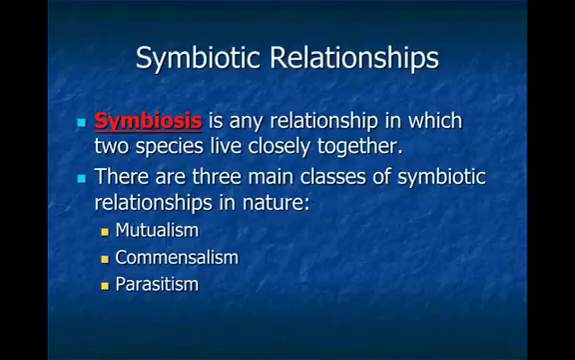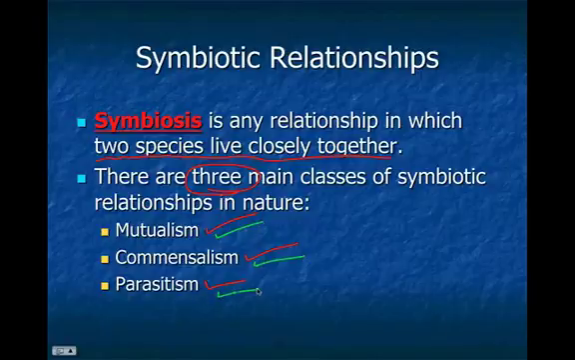Symbiotic relationship is a little bit different. It's any relationship in which two species live closely together. And there are three main classes of a symbiotic relationship: mutualism, commensalism, and parasitism. Once again, three main classes of symbiotic relationships. I'll go through each one of these very quickly. Once you see the pictures, I think that's going to help you remember each of these types of relationships.